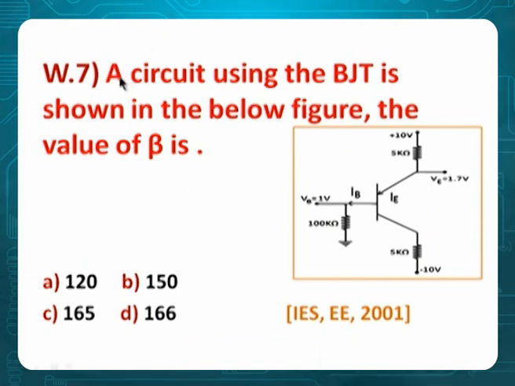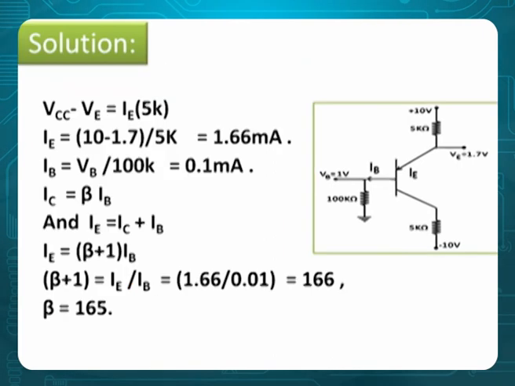Problem 7. A circuit using BJT is shown in the below figure. The value of beta we need to calculate because he gave all other values. All that he wanted to check for us is the value of beta. And look at here, VCC minus VE minus 4 is equal to IE into 10K. Even here also you can have it. From there, IE is coming as 1.66. IB is VB by 100 kilo. This is 100 kilo.